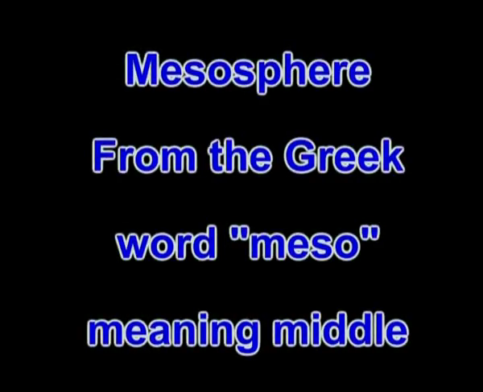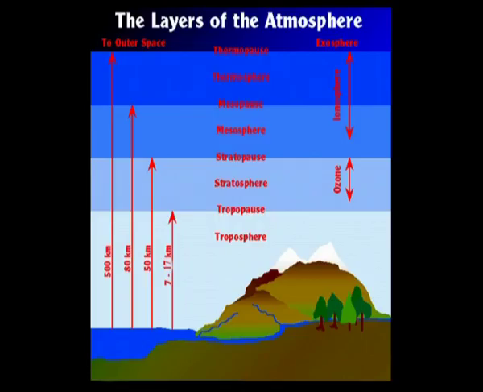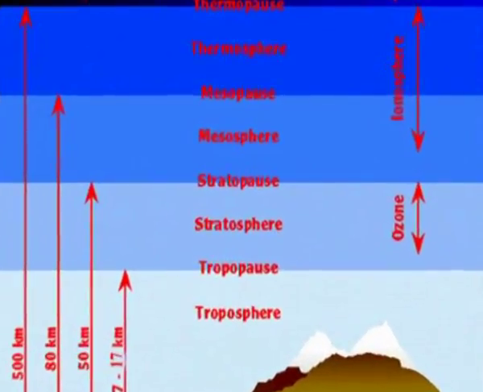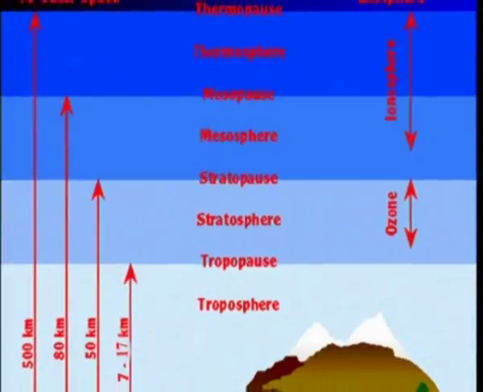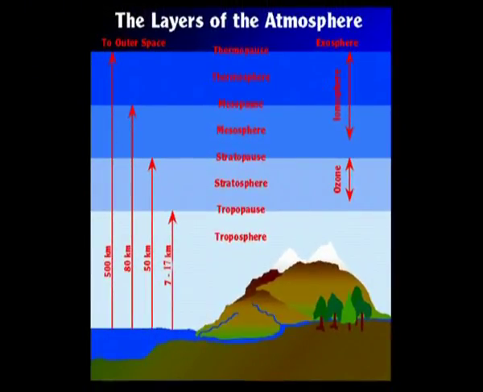What is the mesosphere? From the Greek word meso, meaning middle. The mesosphere extends from the stratosphere's height of about 50 kilometers to a height of about 80 to 85 kilometers. The gases continue to become less and less dense with height. As such, the effect of the warming by ultraviolet radiation also becomes less and less, leading to a decrease in temperature with height.